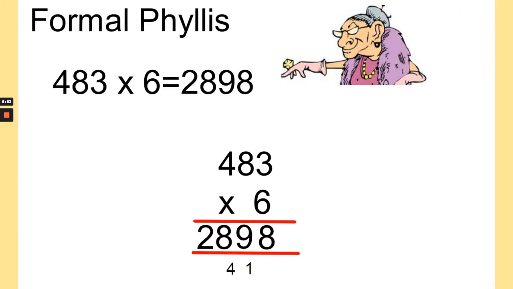Okay, let's have a check. So 6 times 3: 6, 12, 18. 8 there. I carry the 1. 6 times 8: 6, 12, 18, 24, 30, 36, 42, 48. Add the 1 is 49. Carry the 4. 6 times 4: 6, 12, 18, 24. Add the 4 is 28. The answer is 2,898.